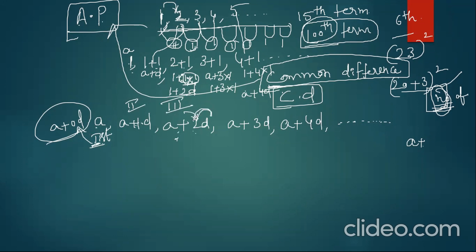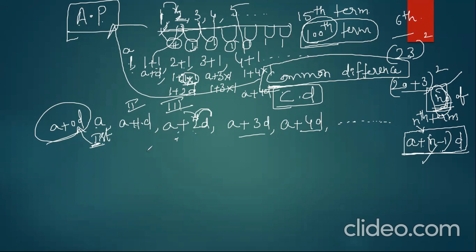The coefficient of D is 1 less than the given term, right? So in this way, if I go on writing, I am writing the nth term. Generally, I have to reduce this n by 1, that means n minus 1. So A plus (n minus 1) into D. This is our general term to find any term for the given AP.